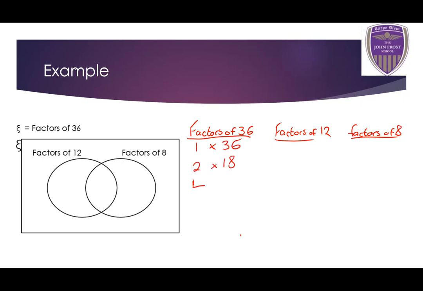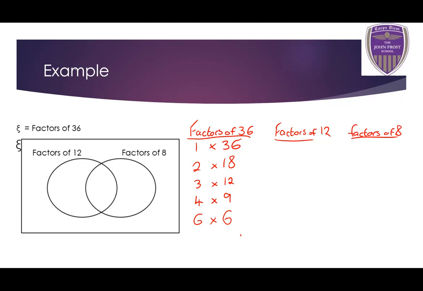I could do 3 times 12. I could do 4 times 9. I can't do 5 times anything. And I can do 6 times 6. Can't do 7 times anything. I can't do 8 times anything. But I could do 9 times something. But we've already got 4 times 9, so we're going to stop there.